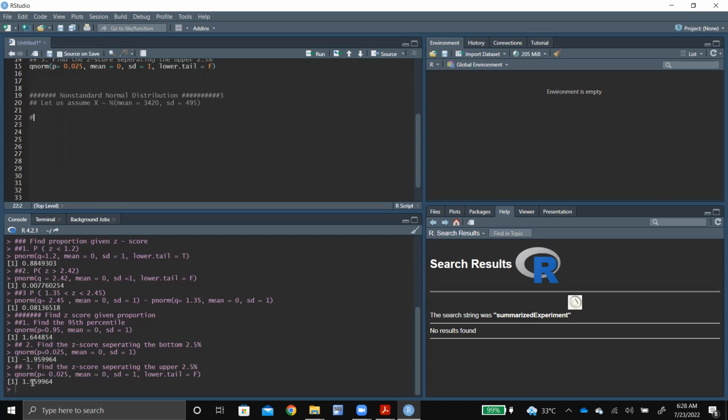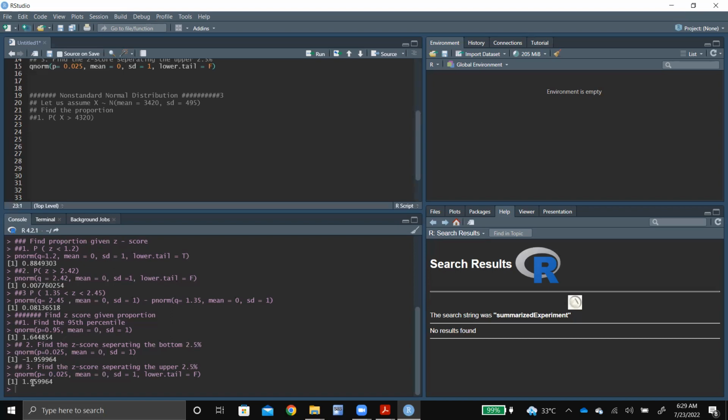Based on this, let us find the first proportion. We will be finding the probability that x is greater than 4320. So we are finding the proportion in this case. For the first example, we have to find the proportion of x greater than 4320. How to find this?